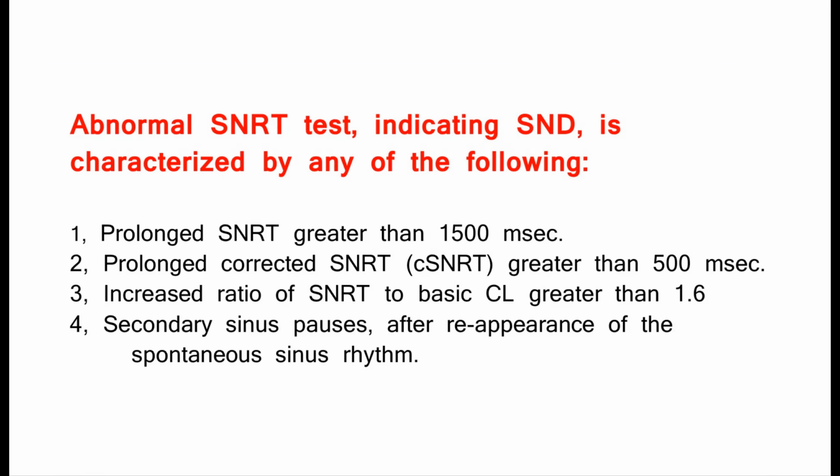Abnormal SNRT test, indicating SND, is characterized by any of the following. 1. Prolonged SNRT greater than 1500 millisecond. 2. Prolonged corrected SNRT, CSNRT, greater than 500 millisecond. 3. Increased ratio of SNRT to basic CL greater than 1.6. 4. Secondary sinus pauses, after reappearance of the spontaneous sinus rhythm.